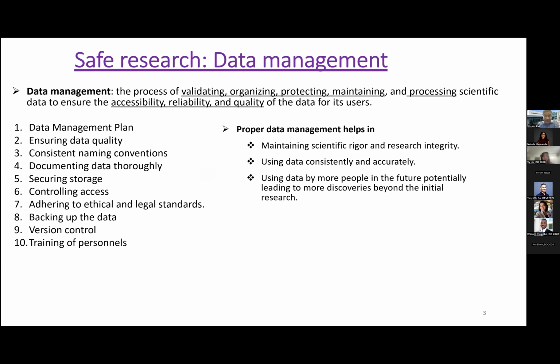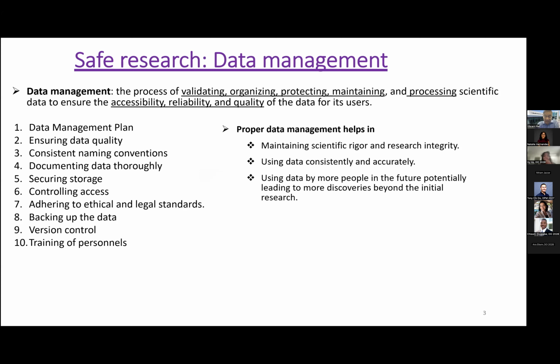So first thing is data management plan, ensuring data quality, consistent naming conventions, then documenting data thoroughly, securing storage, controlling the access of the data, adhering to the ethics and the legal standard of the institution where we are working, backing up the data, then the version control and the training of the personnel.